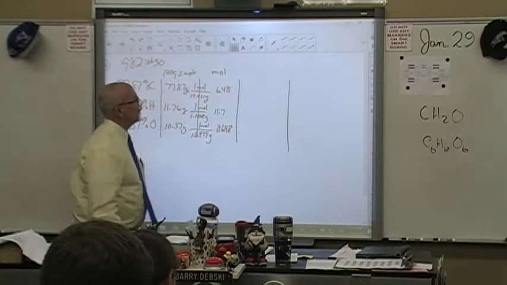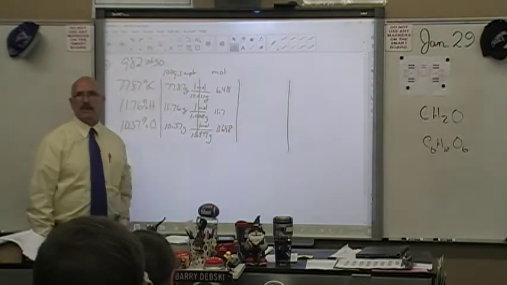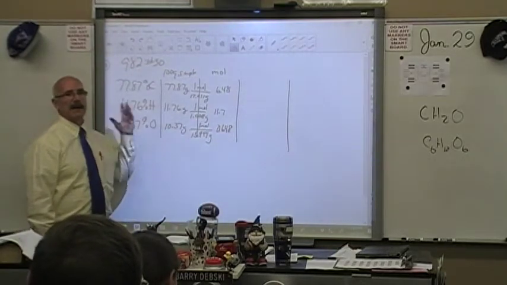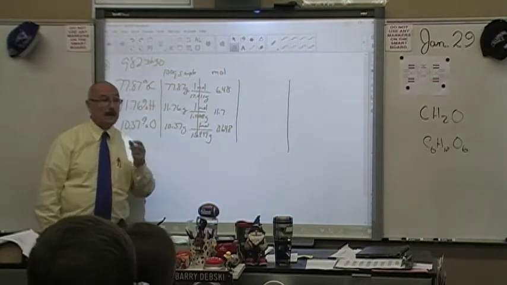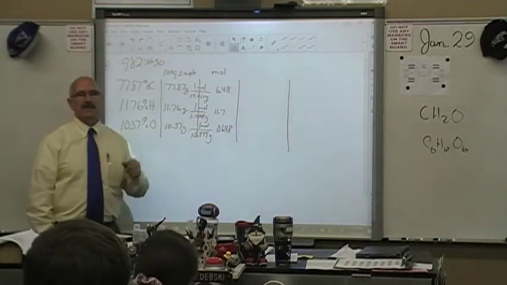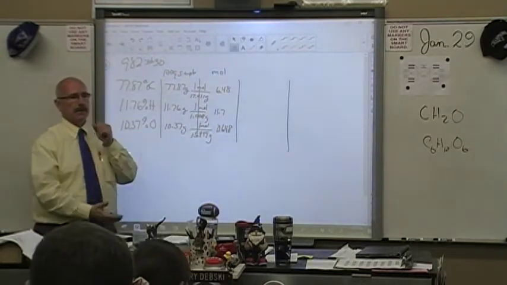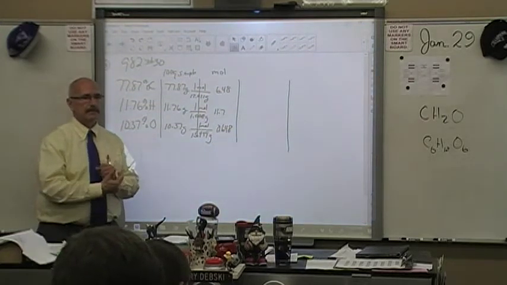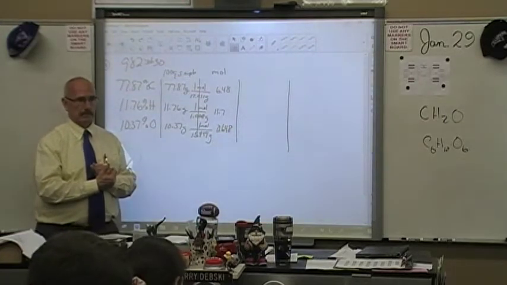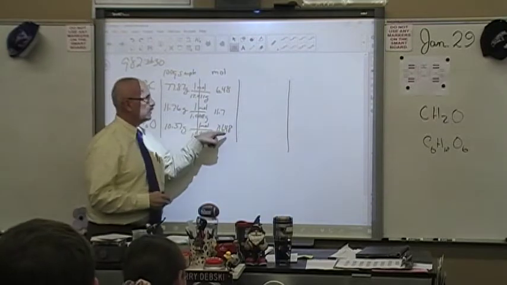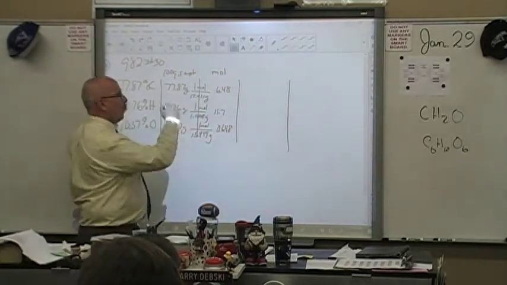Okay, so these are definitely not the same numbers. They're not whole numbers. I can't write an empirical formula yet. So, what's the next step? Brinkley, what do we do next? Divide all of them by 0.648. Okay, we choose the smallest one and divide that into all three of these.